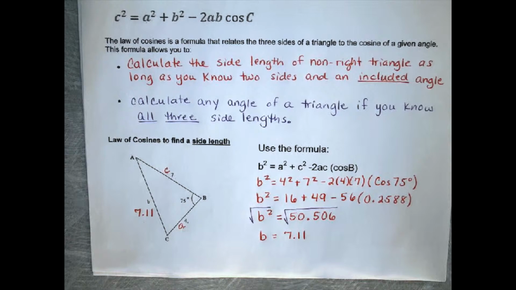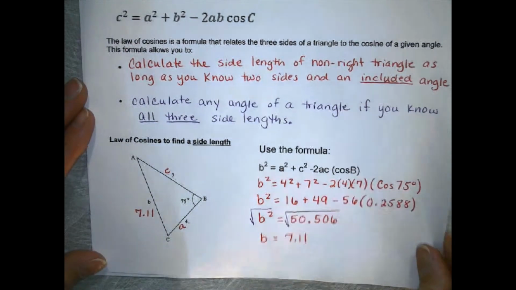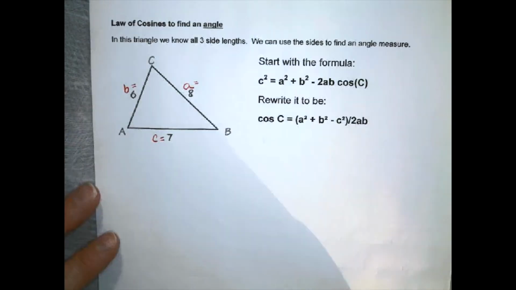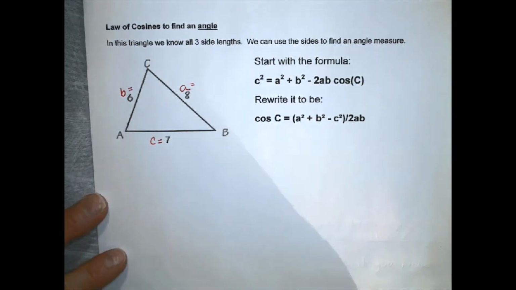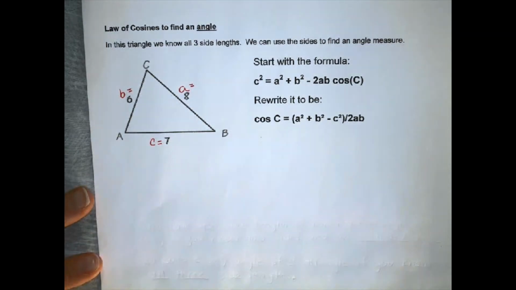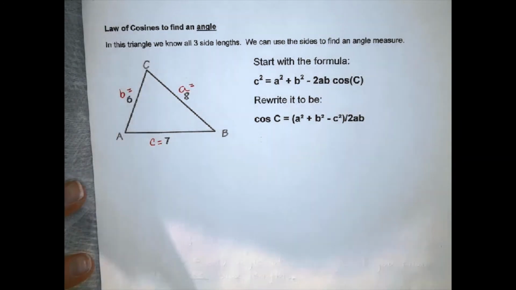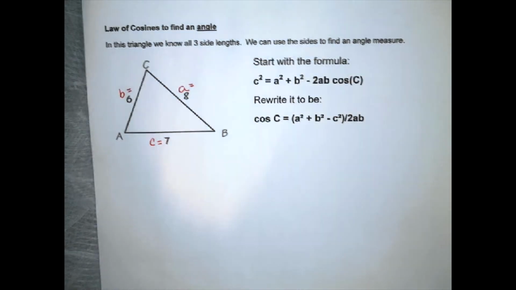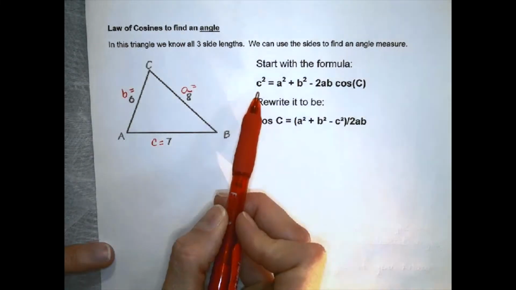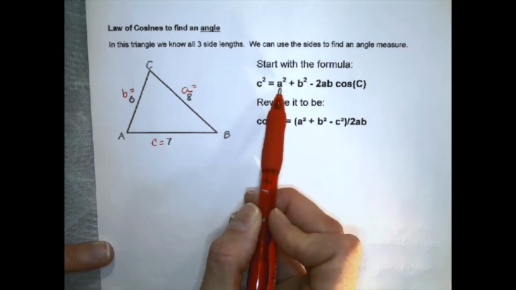Another common problem that is often presented is how to find the measure of an angle. Sometimes I don't have all the information I might need to use the law of sines, so the law of cosines comes in very handy. In this case, I'm going to start with the law that says c squared equals a squared plus b squared minus 2ab times the cosine of c.